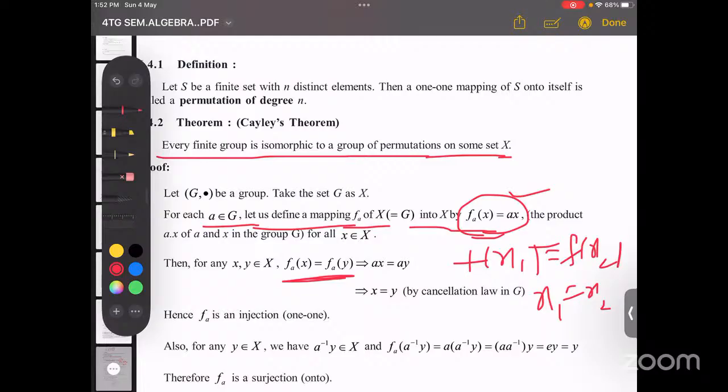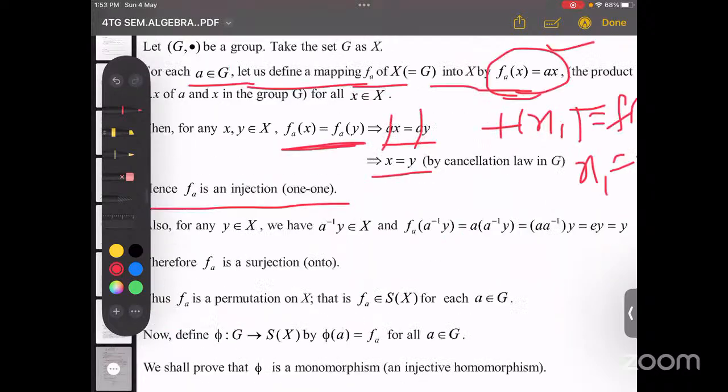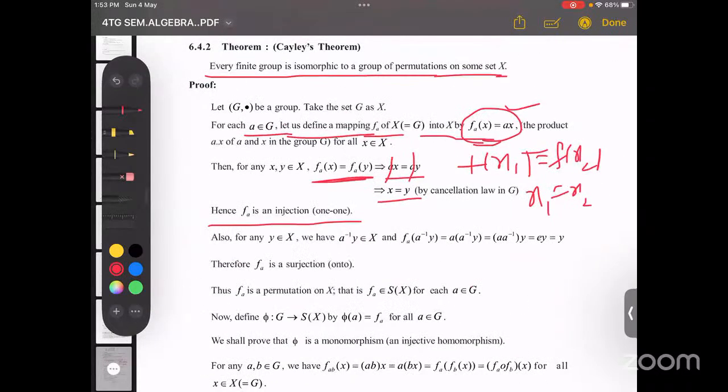Here also we are defining in the same way, f of x equals to f of y implies what is f of x? It is defined as ax and ay. On cancellation law, this a and this a on both sides will get cancelled. You will get x equals to y. Okay. So we got that one-to-one function is satisfied. Hence, f of a is an injection. That means one-to-one function.